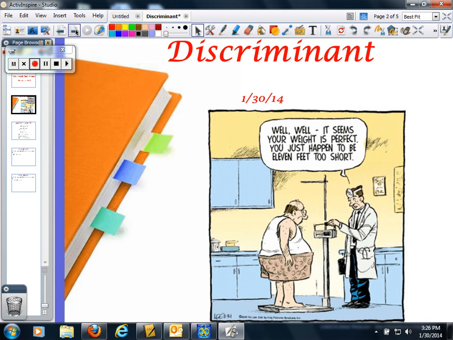Okay, there we go. Alright, so today we're doing discriminant. I did talk about this briefly yesterday. I thought this kind of picture was kind of funny, so I hope you guys enjoyed it.